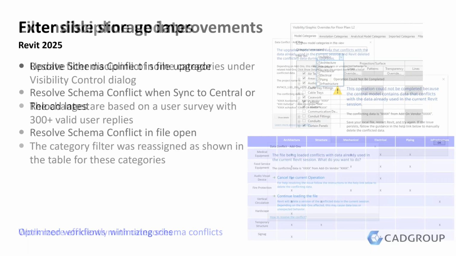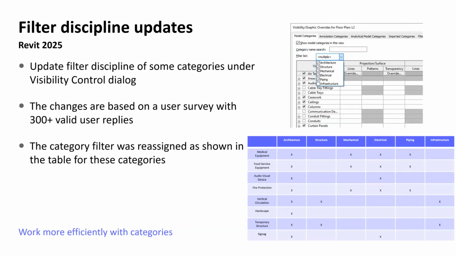So filter discipline updates. Based on customer feedback, discipline filters in the visibility or graphics overrides dialog have been updated. The predefined list filters in the visibility and graphic override dialog have been modified as shown in the table. For example, audiovisual devices now show in both architecture and electrical filters, and mechanical equipment in architectural, mechanical, electrical, and piping. So the bottom line is it works more efficiently with categories.